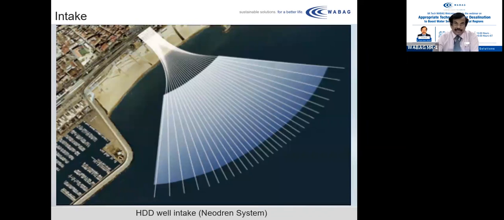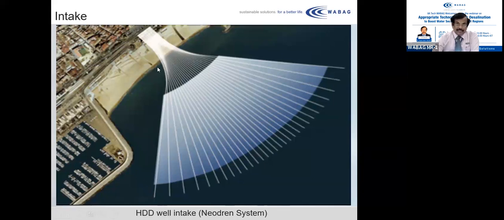This is an arrangement of horizontal drilled direct well intake, which is called a neodrain system, and this is specially suitable when the face of the power plant facing the sea is less and you want to build a big plant. So this can be like a fan arrangement.